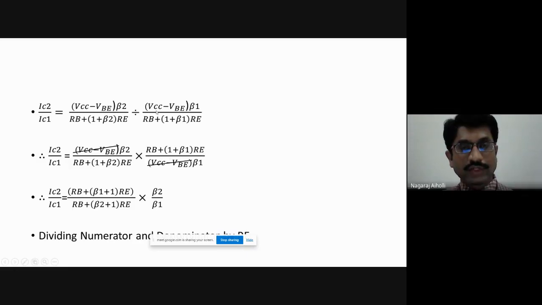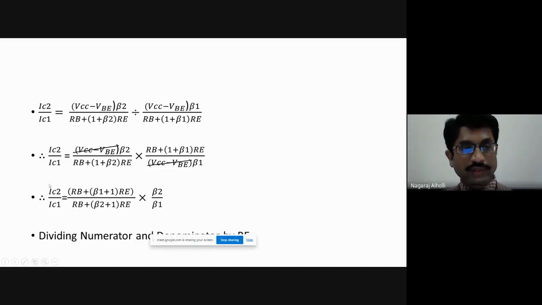Then this term will come to the new denominator, VCC minus VB into beta 1. VCC minus VB and VCC minus VB will get cancelled. So IC2 by IC1 will be equal to RB plus 1 plus beta 1 into RE, divided by RB plus 1 plus beta 2 into RE, multiplied by beta 2 by beta 1. Beta 2 is in the numerator and beta 1 is in the denominator.